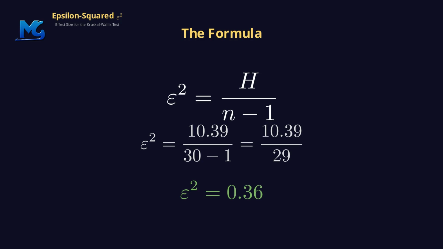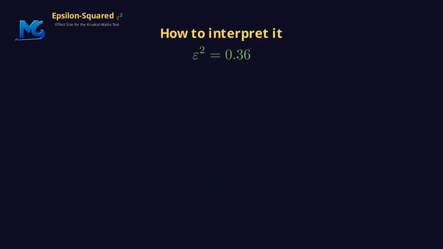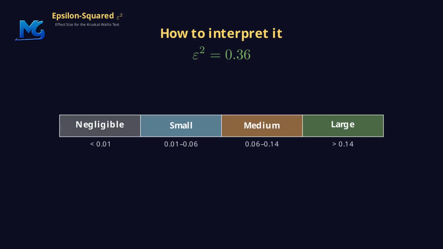Think of it as the share of the variation in ranks that your grouping explains, on a scale from 0 to 1. There's also a bias-corrected cousin, eta-squared based on H, which gives 0.31. Same story. How to interpret it? Anything below 0.01 is negligible, then small, then medium, and above 0.14 is large. Our 0.36 lands well into the large range, a substantial difference between the branches.